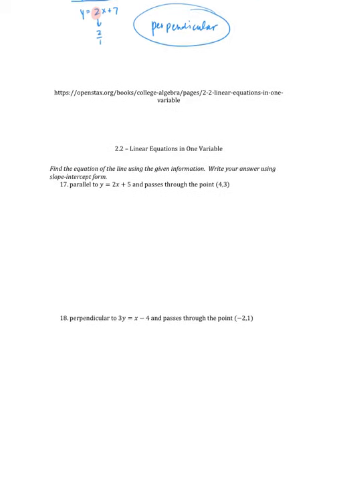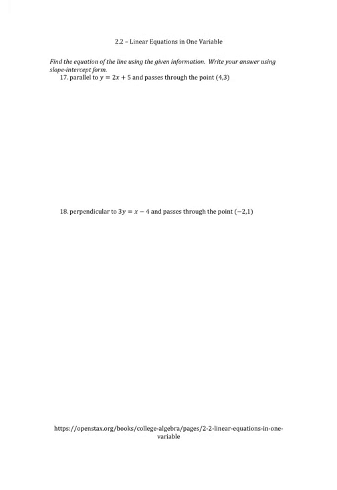Okay. The last part of this section, we're going to find the equation of the line using the given information, and we're going to write our final answer in slope-intercept form. Okay, so if we know that we have a line that is parallel to the line y equals 2x plus 5, and we know that it passes through the point 4, 3, we want to write the equation for that line. So what we want to look at is if the lines are parallel, that means they have the same slope. So since the lines are parallel, our slope is going to be 2.